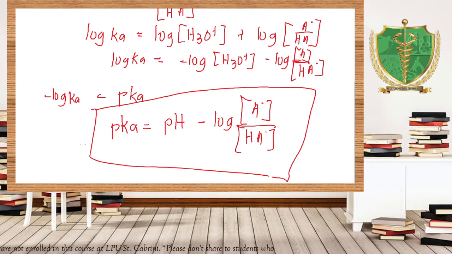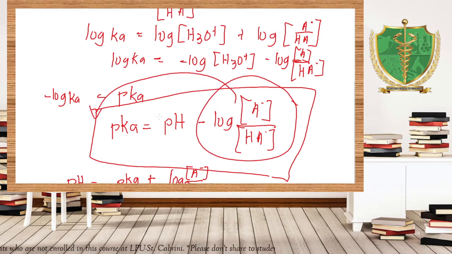If we are going to arrange it to get the pH, then that will be pH is equals to pKa plus log A over HA. We transpose this to the other side. Since we transpose it to the other side, instead of having a negative sign, it will become a positive sign. Okay.